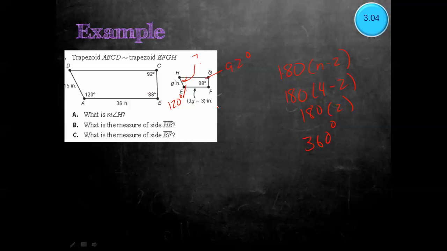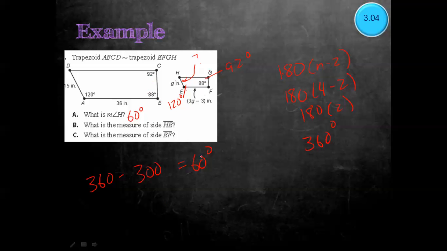So what I want to do now is add up 120 plus 88 plus 92, and that's going to be 300 degrees. And so I'm going to take 360 minus 300, which is 60 degrees. So the measure of angle H is 60 degrees.